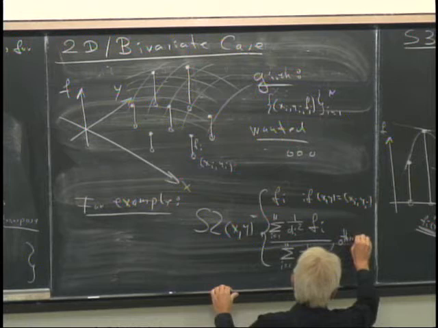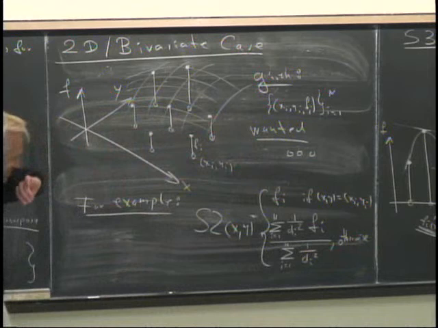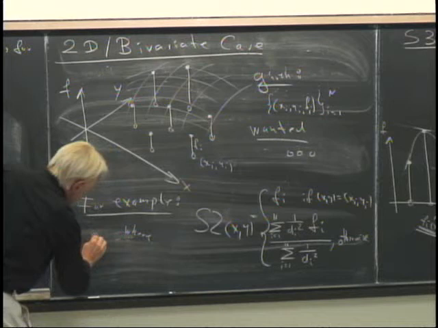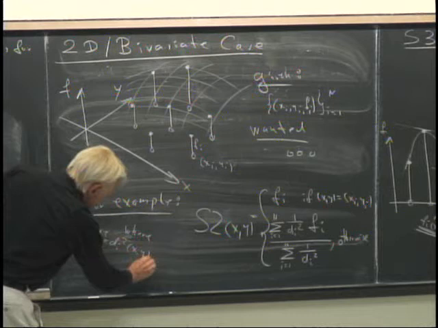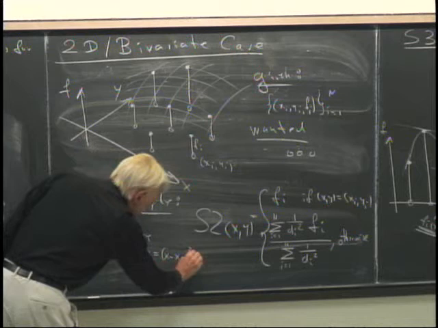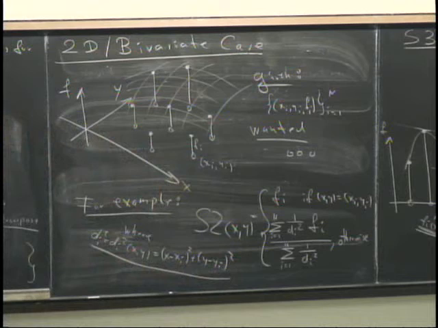Okay. What do I have to say? I have to say what the di squared values are. In this case, di squared of x and y is x minus xi squared plus y minus yi squared. Otherwise, everything is the same, except that now the number of variables grows and grows. That's it.